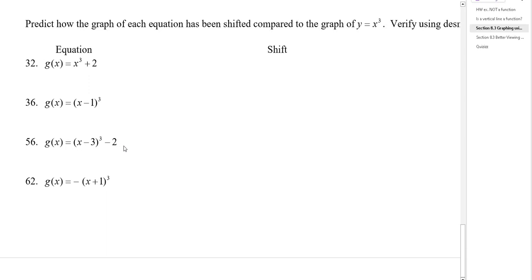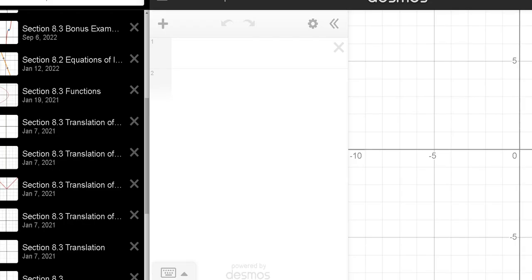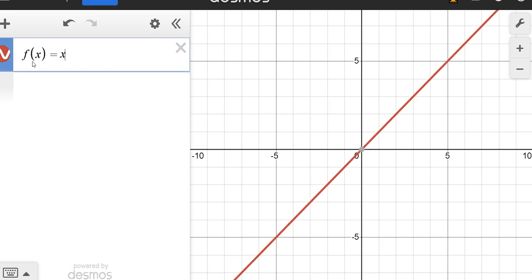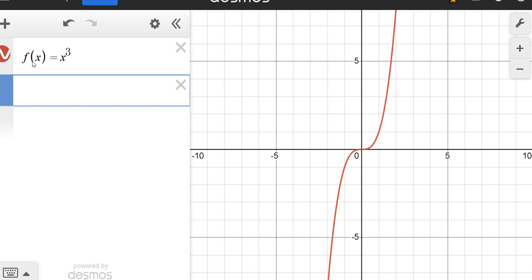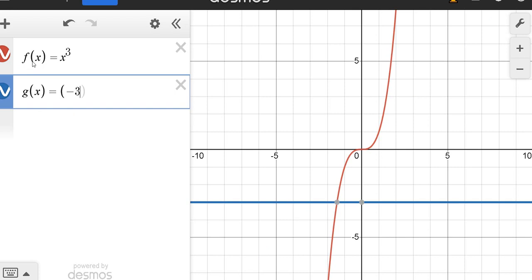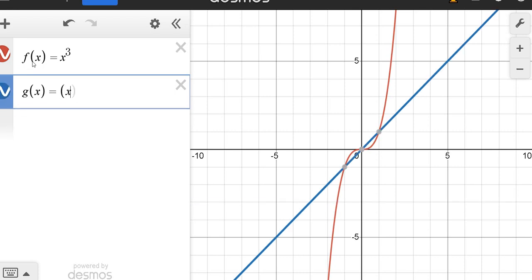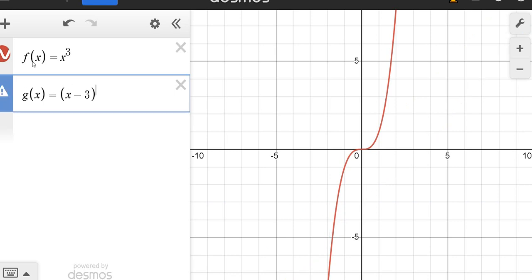Right 3 and down 2. Perfect. So you ignore the cube? Well, you're starting out with the graph of a cube, and then it's being shifted to the right 3 and down 2. So let me put that one up here just for grins. We'll do f of x equals x cubed, and then g of x equals x minus 3 cubed.